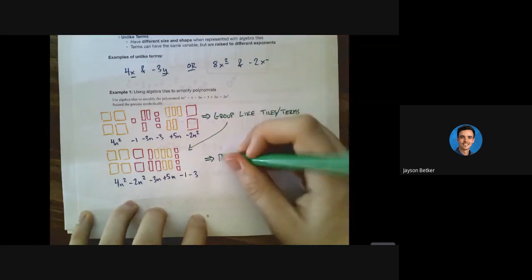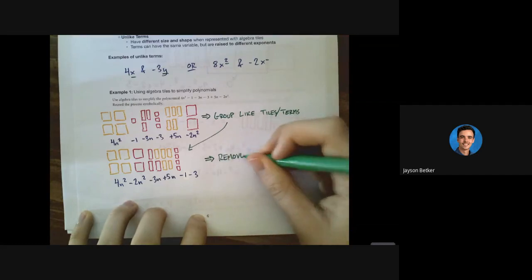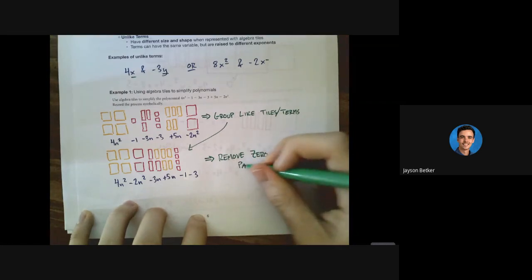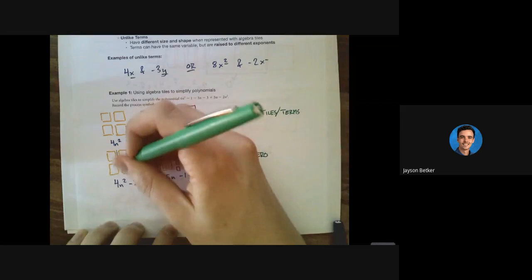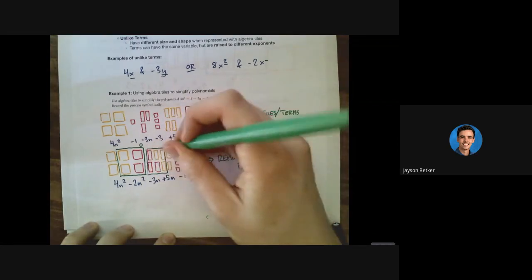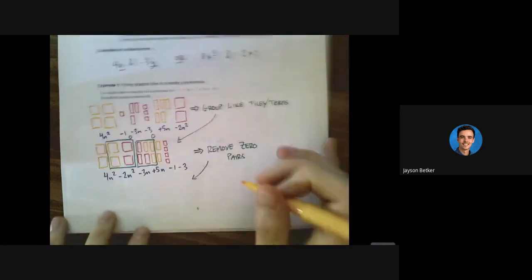Now our next step is remove, does anybody remember what we call them? They're called zero pairs. So remove the 0 pairs. I'm going to circle my 0 pairs right now. So where are my 0 pairs? There's one right here. These 2 are going to cancel out with those 2, right? So that's going to be 0. And then these 3 are going to cancel out with these 3. Right there, that's also going to be 0. So I removed my 0 pairs.